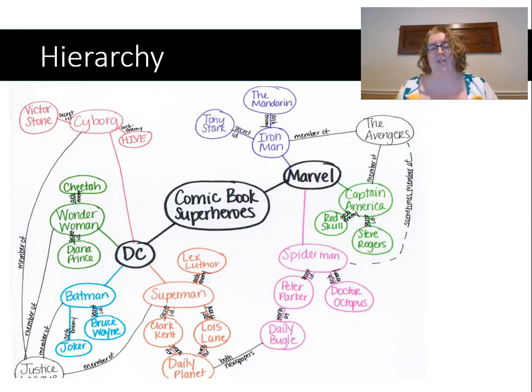Think about for the comic book concept map, or for any of the maps that you made, try to count how many levels you see. There are varying levels here, but try to find the most levels. Try to find the chain that has the most to count for your hierarchy.